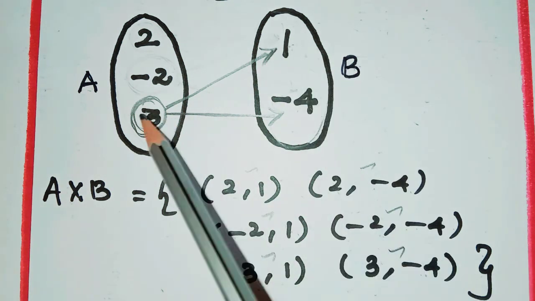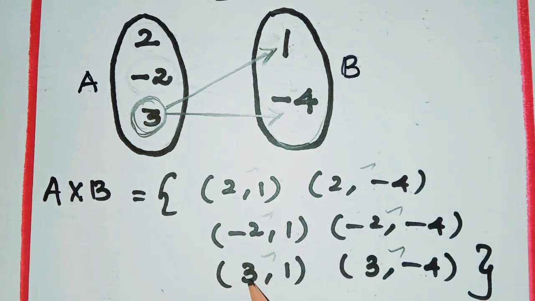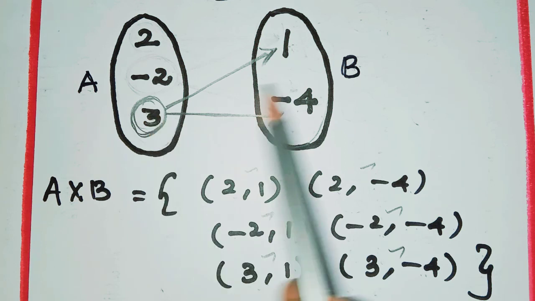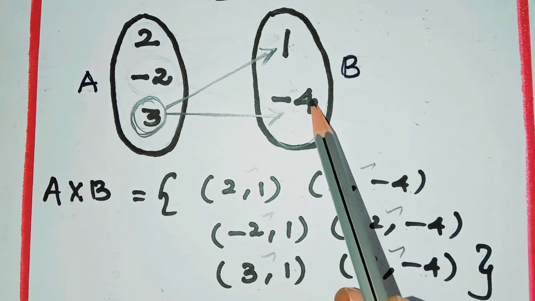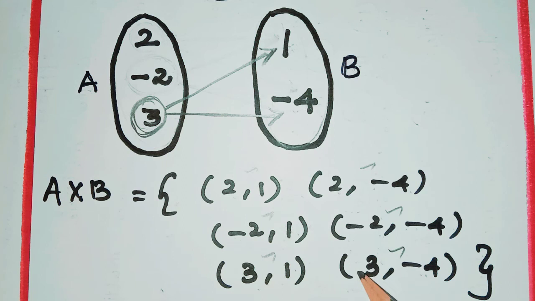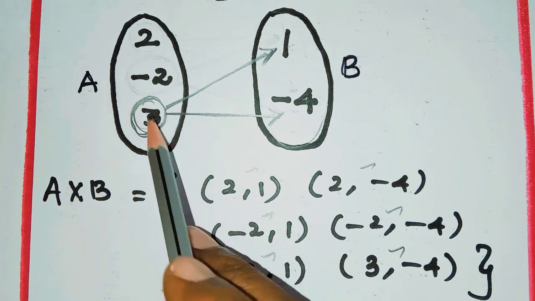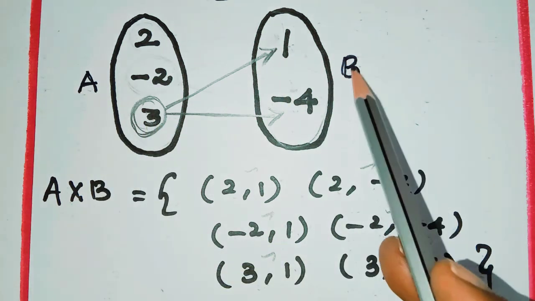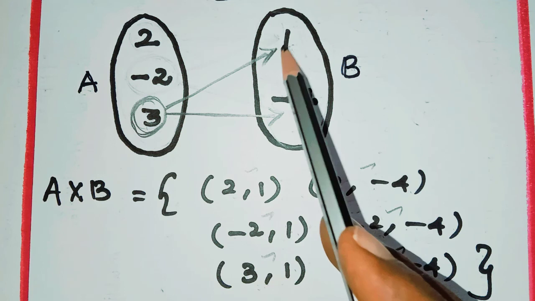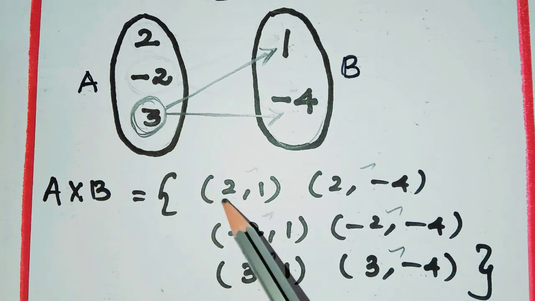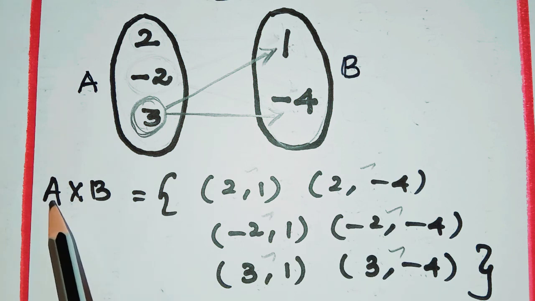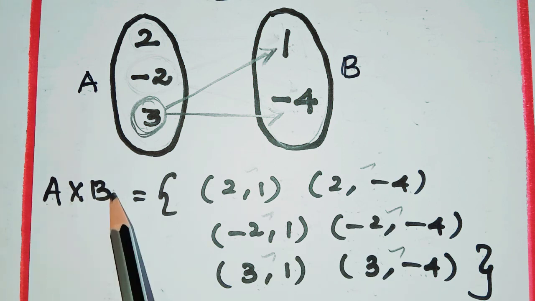First element is 1. 3, 1, that is the first ordered pair. Next one is 3 with the second element, minus 4. 3, minus 4. So these are the two possible ordered pairs using number 3 in set A and the two elements in B, 1, minus 1. So these are all the possible ordered pairs from sets A and B, A cross B.